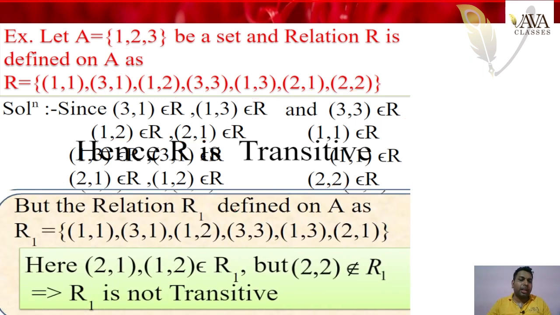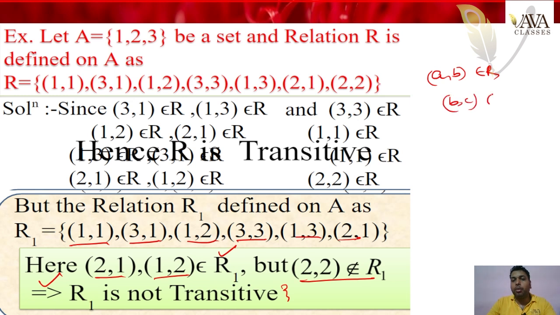But the relation R1 defined on A as R1 = {(1,1), (3,1), (1,2), (3,3), (1,3), (2,1)}. Here (2,1) and (1,2) belong to R1, but (2,2) does not belong to R1. Hence R1 is not transitive. If for at least one (a,b) and (b,c) belonging to R, (a,c) does not belong to R, then we say that the relation is non-transitive.